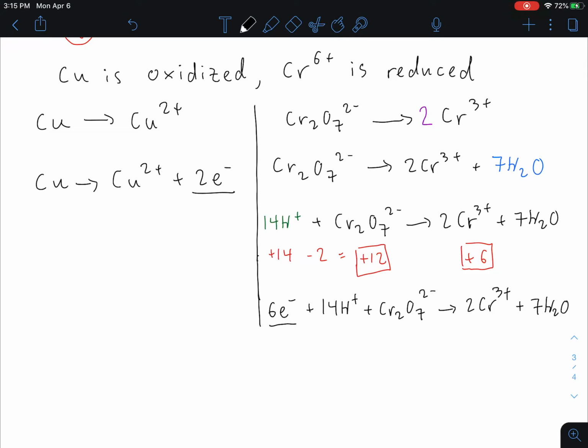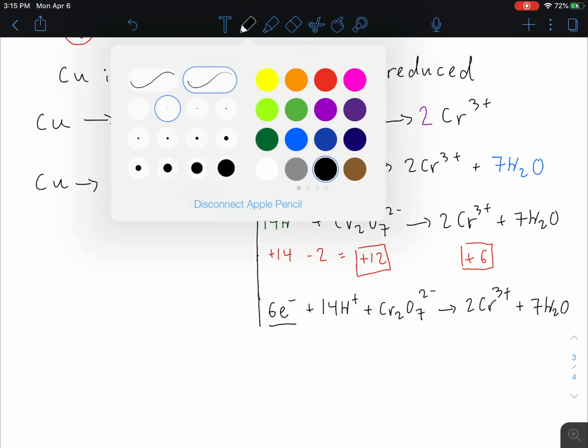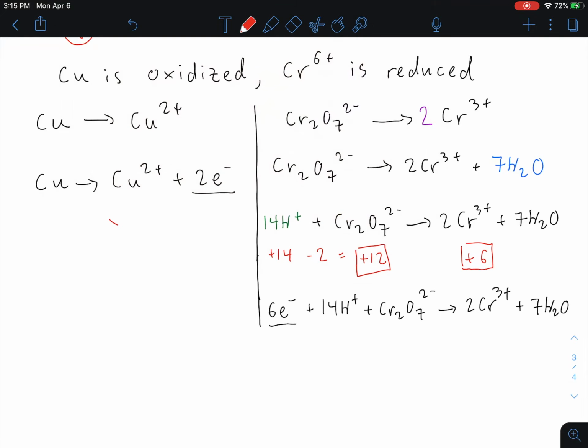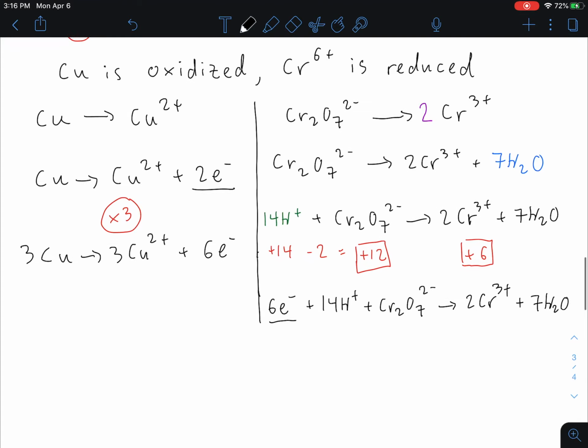So 6 electrons from one half reaction, 2 electrons from the other, and I want to make these values match up. So I just really need to find the lowest common multiple. For 2 and 6, we can both meet at 6, and I can achieve that by multiplying the entire copper oxidation half reaction by 3 to give me 3 copper makes 3 copper 2+ plus 6 electrons.